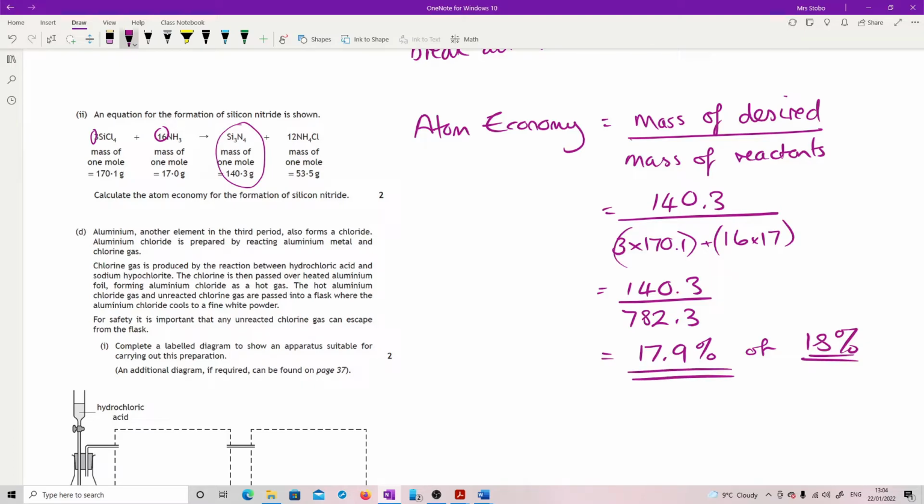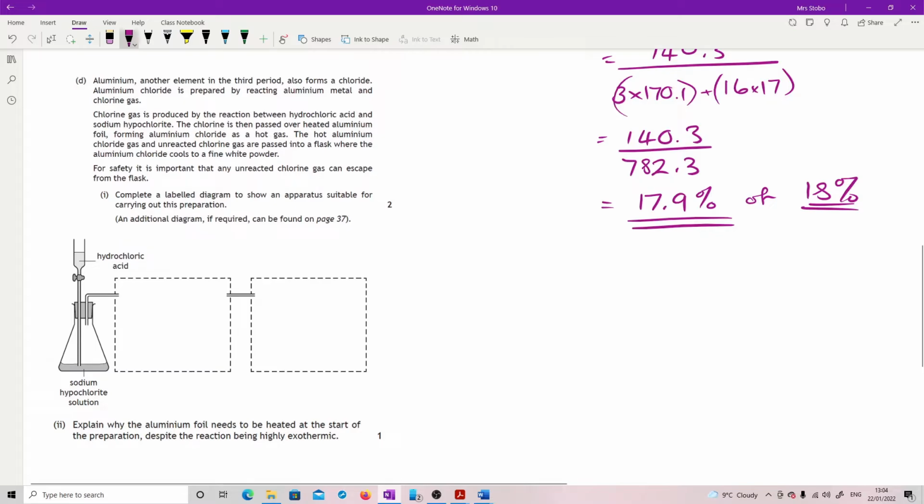That's it. Okay, we've got our diagram question. We always get one. Aluminium, another element in the third period, also forms a chloride. Aluminium chloride is prepared by reacting aluminium metal and chlorine gas. It says it's passed over heated aluminium foil, forming aluminium chloride. Hot aluminium chloride gas and unreacted chlorine gas are passed into a flask where the aluminium chloride cools to a fine white powder. For safety, it's important that any unreacted chlorine gas can escape from the flask. Complete a labelled diagram to show an apparatus suitable for carrying out this preparation.